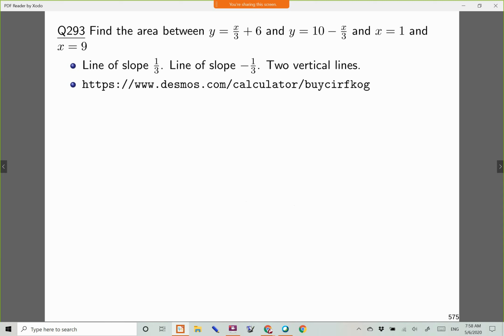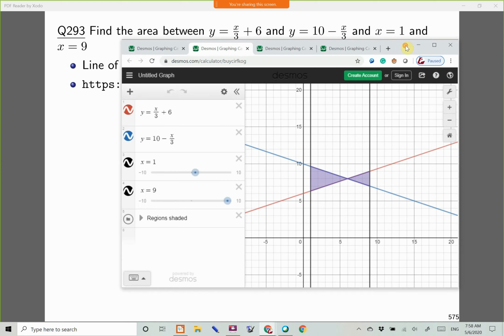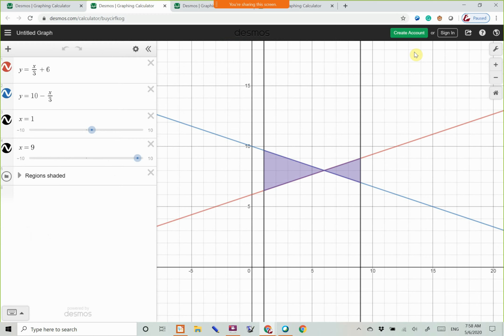Again, this is a first one, so some of the things that we're talking about are maybe a little out of order from what you'd actually do when you practically solve a problem. But I need to get your feet wet. We'll just do this, right? Let's just say that we got for free that the computer graphed for us the line of slope 1/3, the line of slope negative 1/3, the vertical line x equals 1, and the vertical line x equals 9.